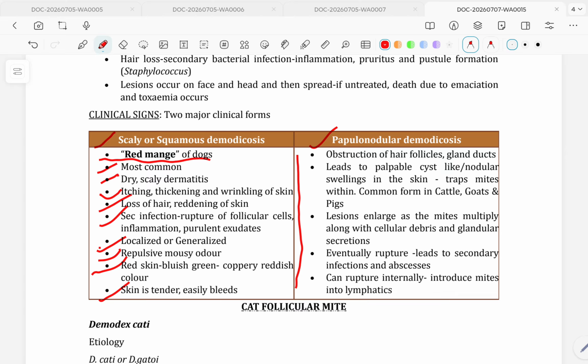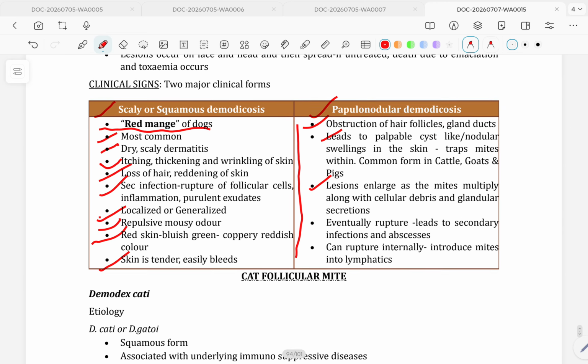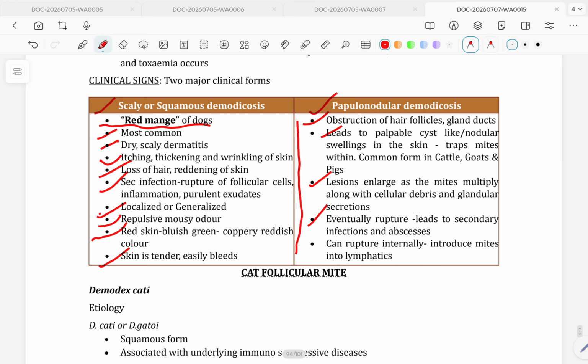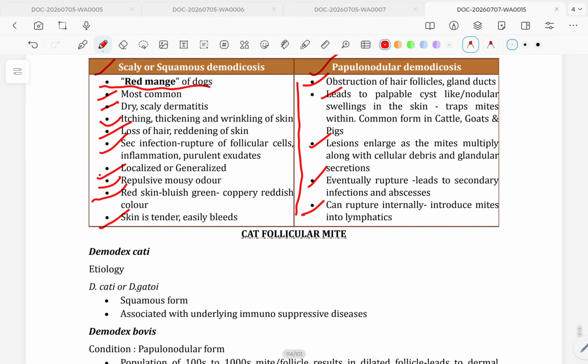Papulonodular demodicosis: obstruction of hair follicle and gland duct leads to palpable cyst-like nodular swelling in the skin, trapping mites within. It is the common form in cattle, goat and pig. Lesions enlarge as the mites multiply along with cellular debris and glandular secretion. Eventually they rupture, leading to secondary infection and abscesses. They can rupture internally, introducing mites into lymphatics.